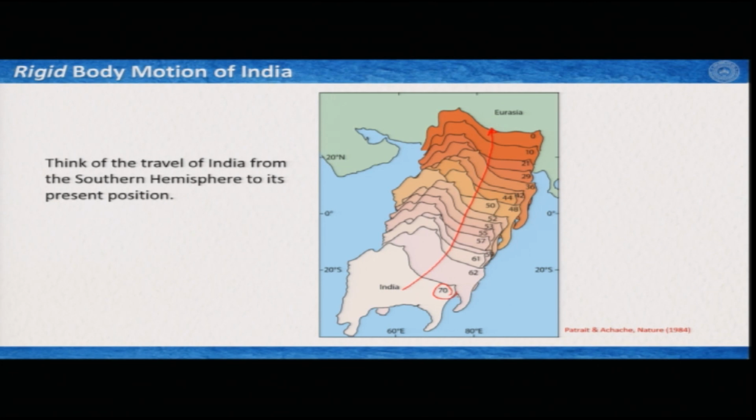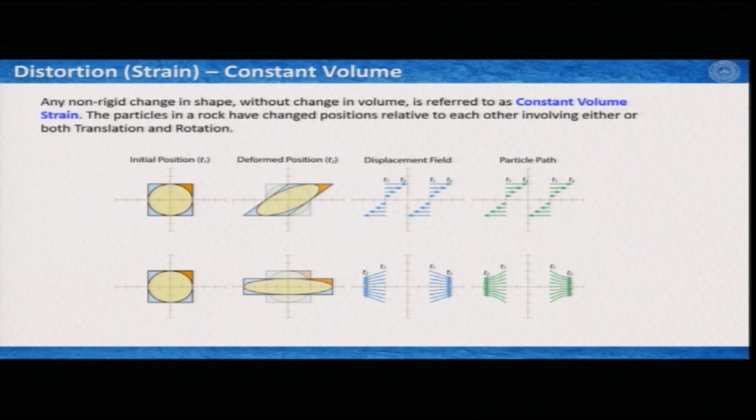But let us have a look at what happens when we talk about deformation or distortion and volume change. Distortion or strain at constant volume is defined as any non-rigid change in shape without change in volume, referred to as constant volume strain. The particles in the rocks should have changed positions relative to each other involving either or both translations or rotations.